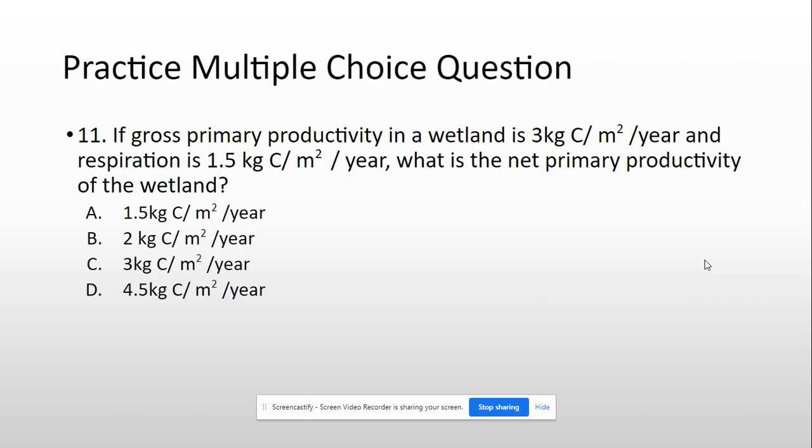Here was the practice multiple choice we discussed in class. Here it gives us our GPP of a wetland versus its respiration. You had to find the net primary productivity, which was 1.5.